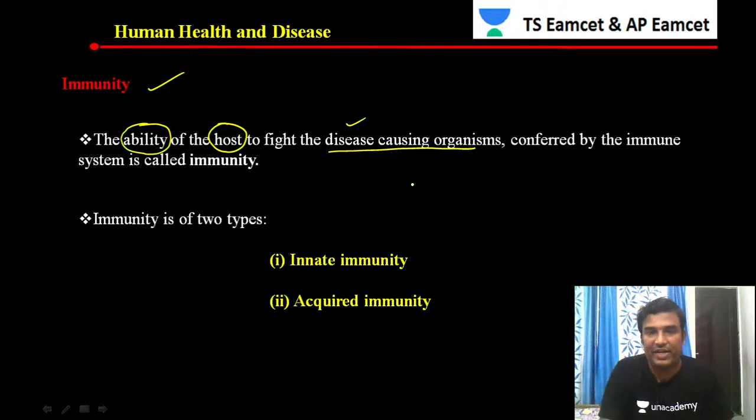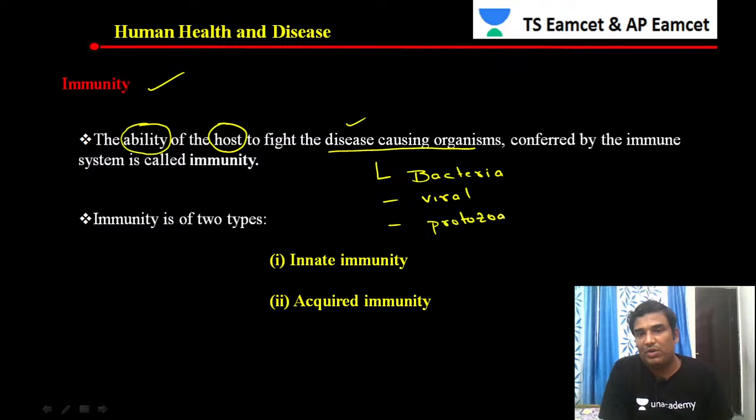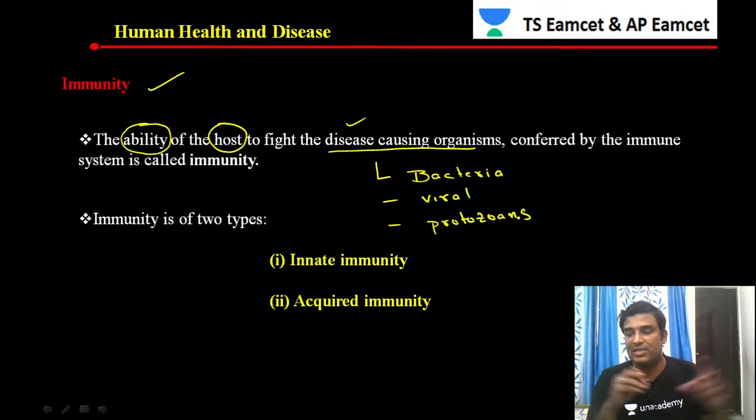We know that there are different types of disease causing organisms. The majority of diseases are caused by bacteria. Apart from bacteria, nowadays we are suffering with viral diseases, and similarly protozoan diseases like malaria. Our human body will fight against these diseases. That ability of the host to fight against disease causing organisms, be it bacteria, virus or protozoa, is called immunity.